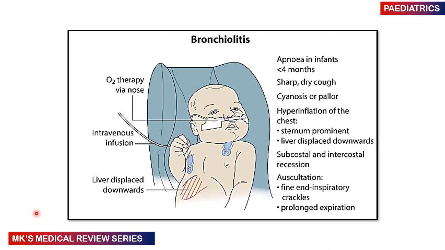So here's a picture to help you visualize what I've been talking about. So here we have a very sick child with bronchiolitis. So as you can see, apnea in infants less than 4 months. They have a sharp, dry cough. They may have cyanosis, it's appearing blue. They may have pallor, they may have hyperinflation of the lungs. So the sternum becomes prominent, the liver is displaced downwards. As you can see, the liver is going to be palpable. You may have subcostal as well as intercostal recessions.